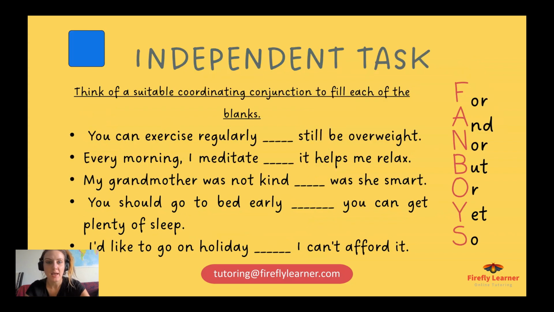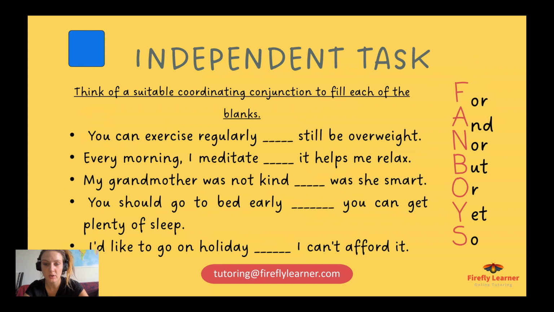Okay. Here, I want you to try and choose the most appropriate coordinating conjunction to go in the blank in each sentence. You can exercise regularly, ___ still be overweight. Every morning I meditate. ___ it helps me relax. My grandmother was not kind. ___ was she smart? You could go to bed early. ___ you can get plenty of sleep.